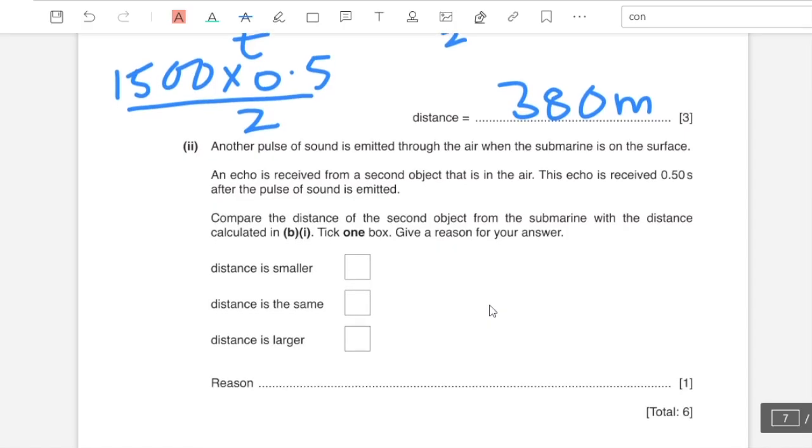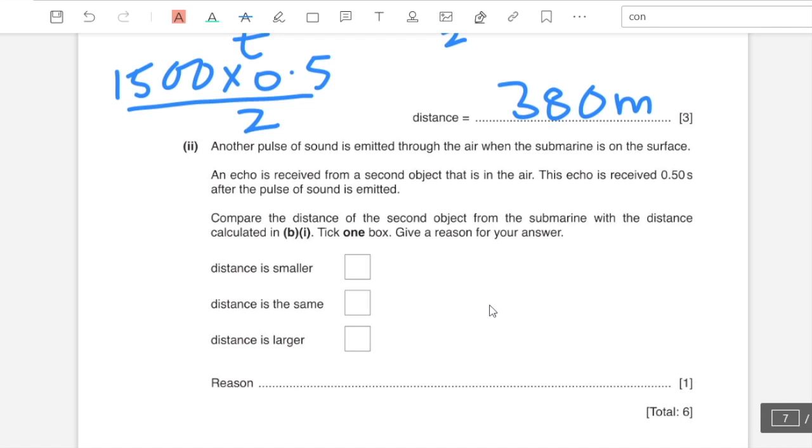2. Another pulse of sound is emitted through the air when the submarine is on the surface. An echo is received from a second object that is in the air. The echo is received 0.5 seconds after the pulse of the sound is emitted. Compare the distance of the second object from the submarine with the distance calculated in B1. Tick one box, give a reason for your answer.